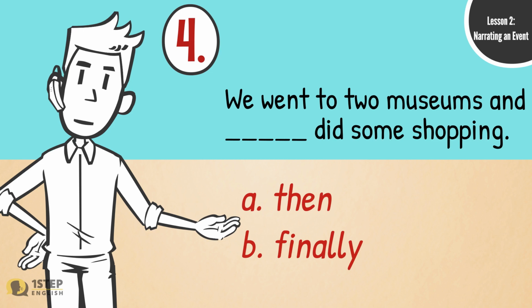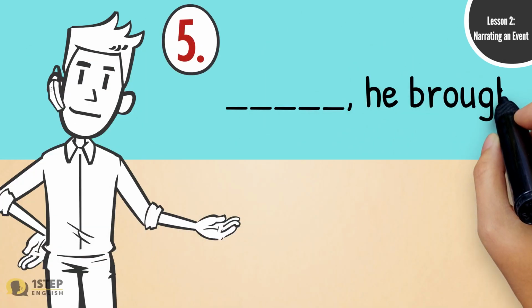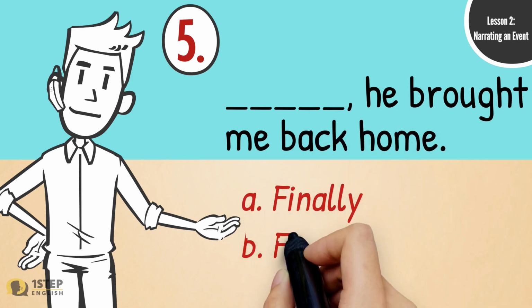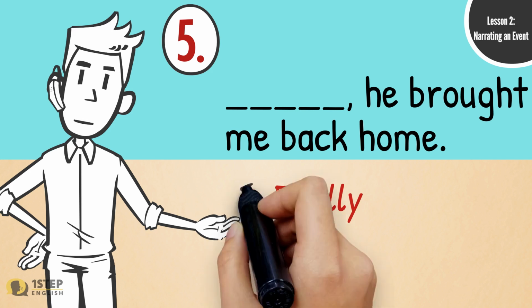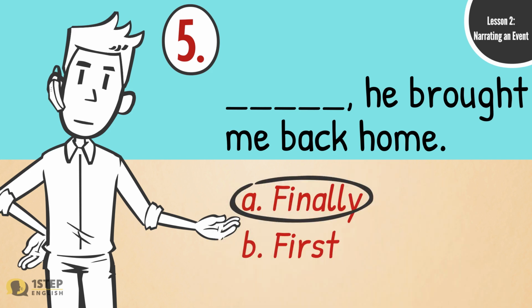We went to 2 museums and blank did some shopping. A. Then. B. Finally. The correct answer is letter A. We went to 2 museums and then did some shopping. Blank. He brought me back home. A. Finally. B. First. The correct answer is letter A. Finally, he brought me back home.